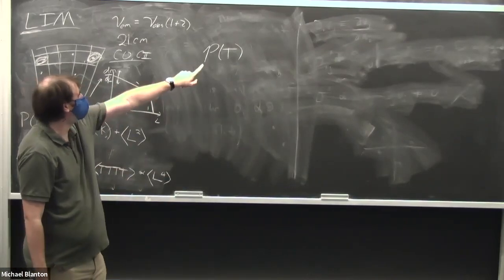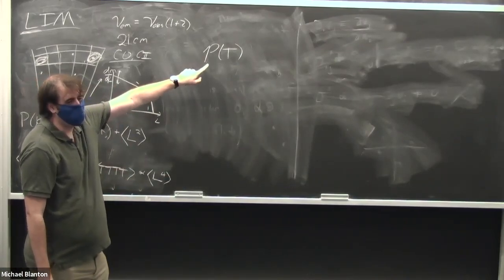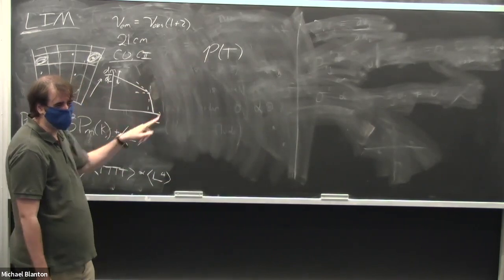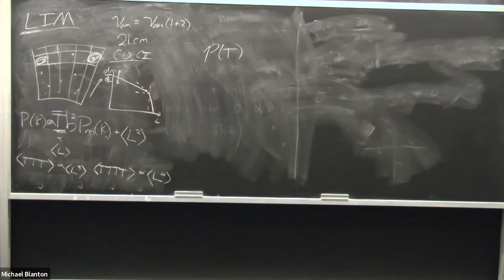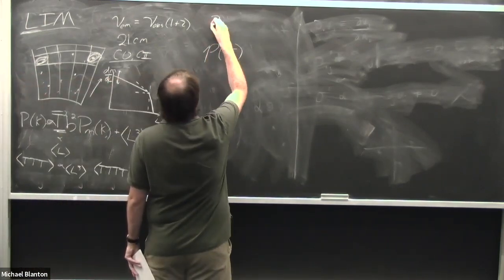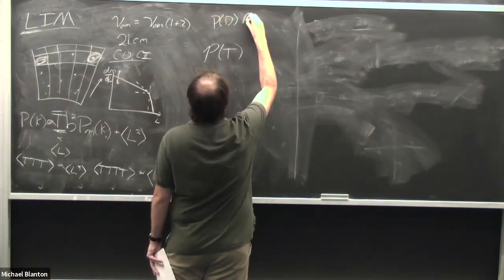So for the purpose of this talk, if it's a probability distribution, I'm going to try and write it as a curly P to distinguish it from a regular P for a power spectrum. And so basically there is an old radio astronomy technique called P(D) analysis.